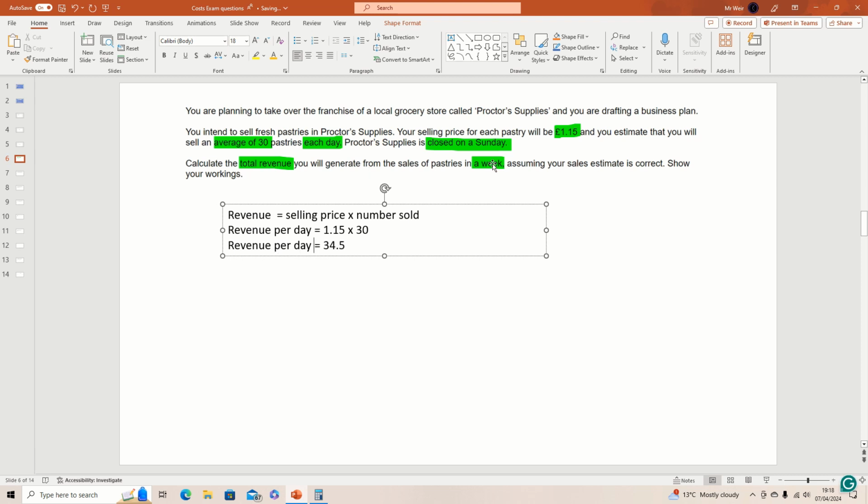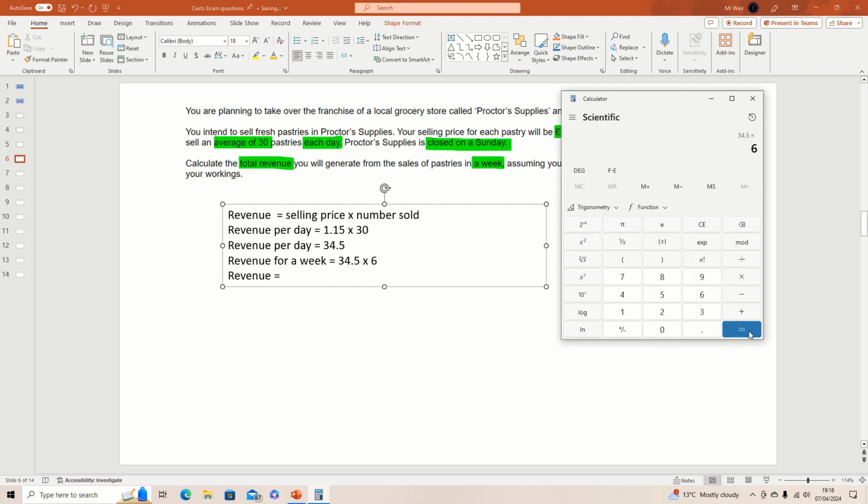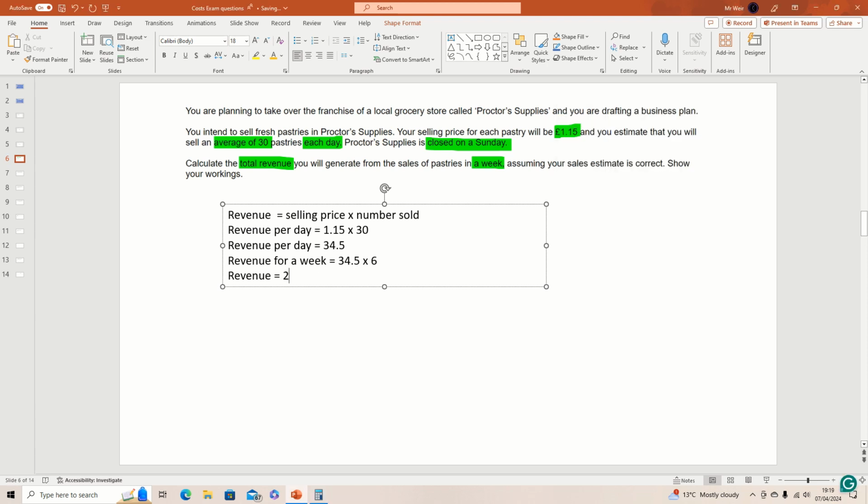Now this says total revenue in a week. So normally we would times it by 7, but in this question it says that it's closed on a Sunday, which means there's only 6 days in a week, so we're going to multiply it by 6. So let's times that by 6, and it's £207. So that's our revenue per week, because it's 6 days, 30 pastries each day, and £1.15. So that's one way of doing it.